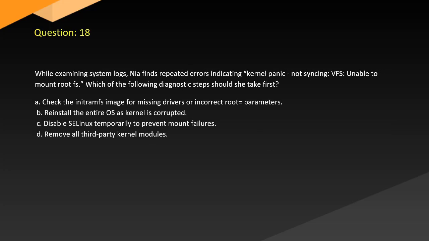Question 18. While examining system logs, Nia finds repeated errors indicating kernel panic: not syncing, VFS: unable to mount root fs. Which of the following diagnostic steps should she take first? A. Check the initramfs image for missing drivers or incorrect root= parameters. B. Reinstall the entire OS as the kernel is corrupted. C. Disable SELinux temporarily to prevent mount failures. D. Remove all third-party kernel modules.